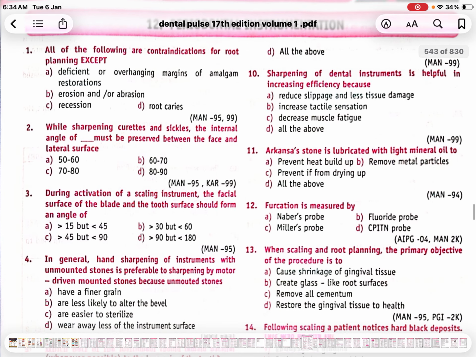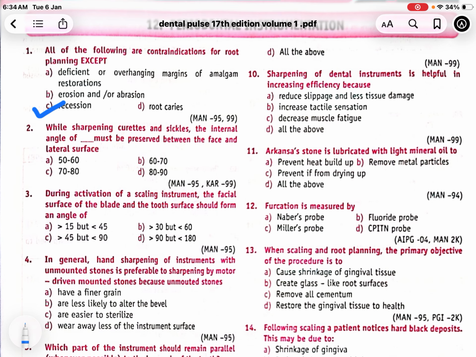Deficient or overhanging margin of the amalgam restoration, caries, decalcification, and root roughness caused by previous instrumentation must be recognized and differentiated from the subgingival calculus. So all are contraindication for root planing except recession, because there will be just recession of the gingiva, no problem.